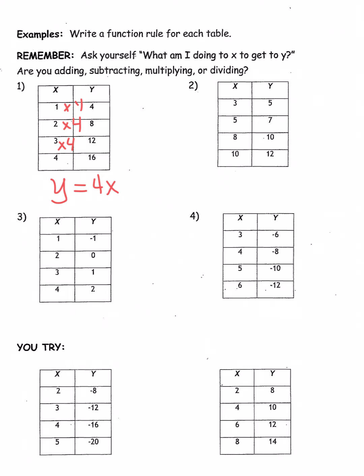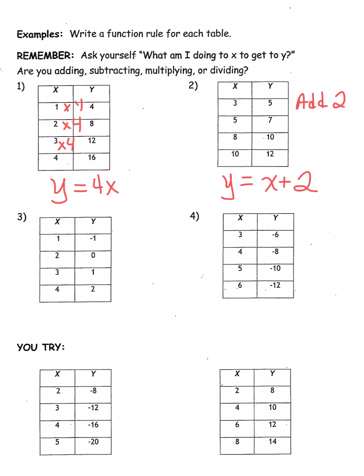Okay, so now let's look at the next table. I'm looking at my x to get my y. So x is going from 3 to 5. Well, I don't think I can multiply by anything. 5 to 7, 8 to 10, 10 to 12. So I'm noticing that the rule that seems to make the most sense is that they are adding 2 each time. So down here I'm going to write y equals x plus 2.